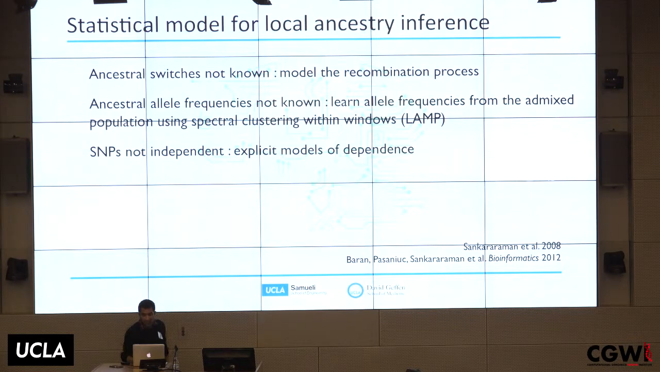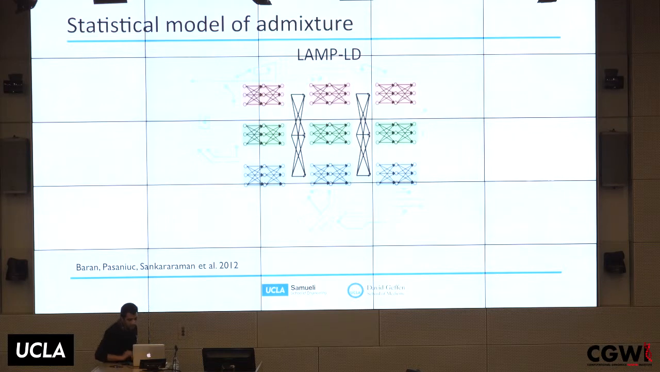This is a problem that's been worked on intensely, and there have been many other methods published since. In LAMP-LD, it's a two-level hidden Markov model, where one level describes the local ancestry, and the second level describes the correlation structure within each ancestry. So what we have here is the correlation structure within the red ancestry, the green and the blue ancestries. Each of these is a hidden Markov model, and then you switch across these hidden Markov models as you switch your ancestries.